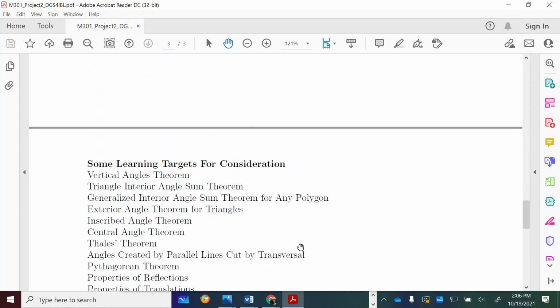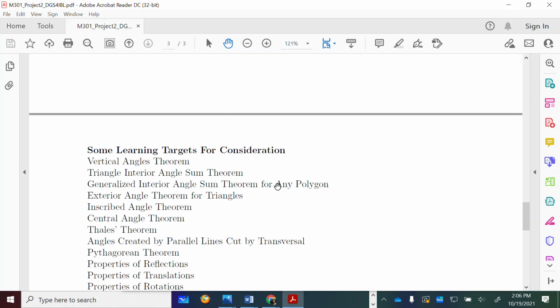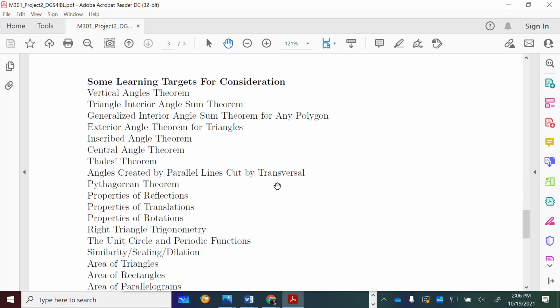So those are all things that you might consider. Of course, that's not the only things you can do. Anything works as long as it falls within the purview of K-12 geometric education. Probably should stick to middle and high school. All right, so that's the idea.